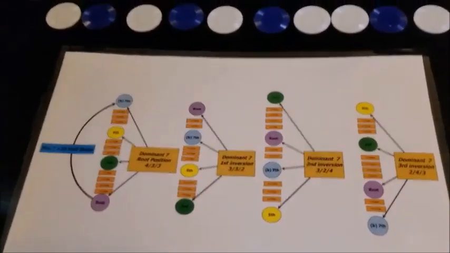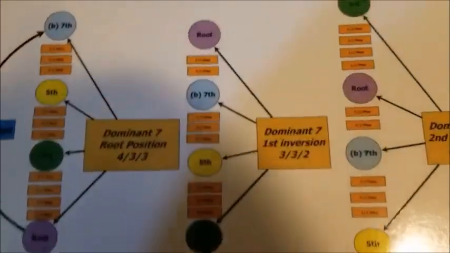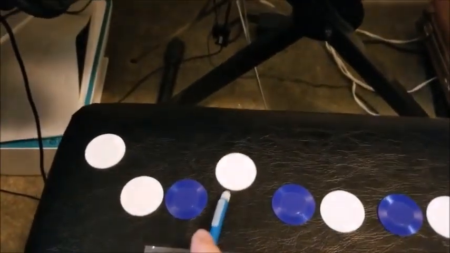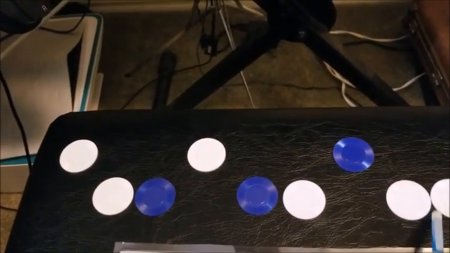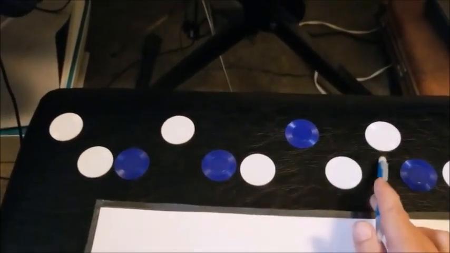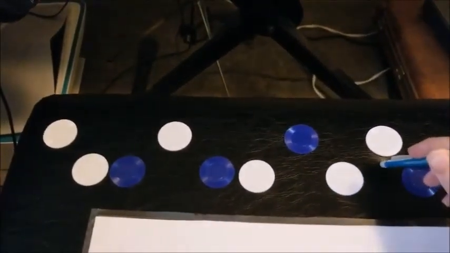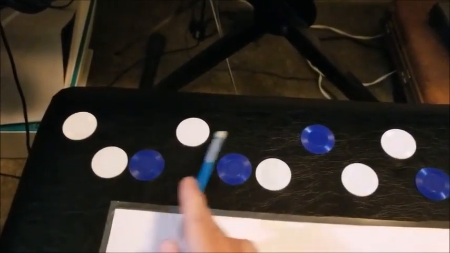Okay, let's do first inversion starting on E. So E will be the 3rd. We have a 3, 3, 2 position, 1, 2, 3, and 2. Here we have a C7 in first inversion: E, G, B flat, C, right? 3rd, 5th, flat 7, root.